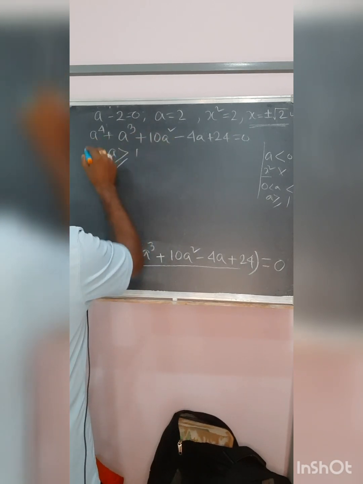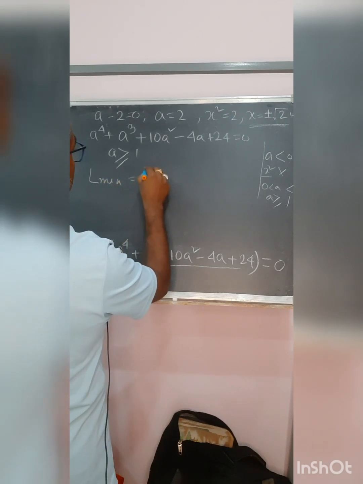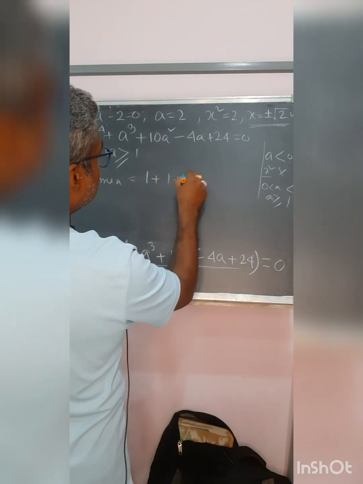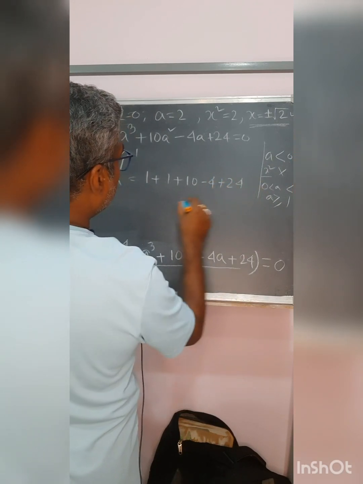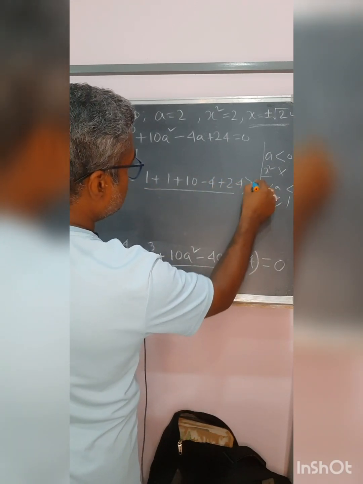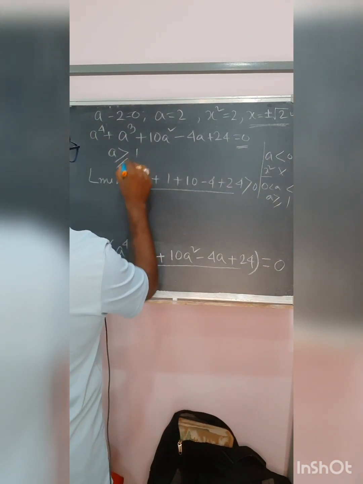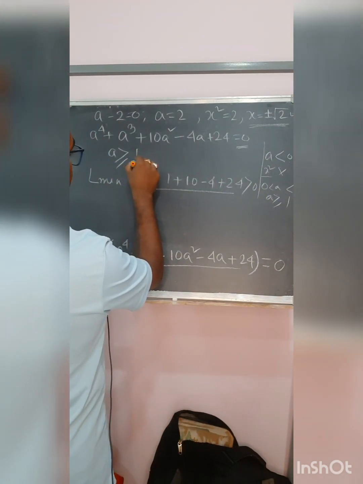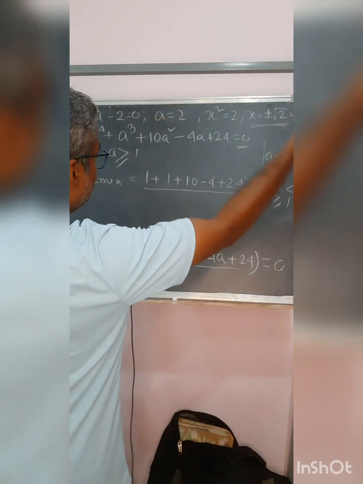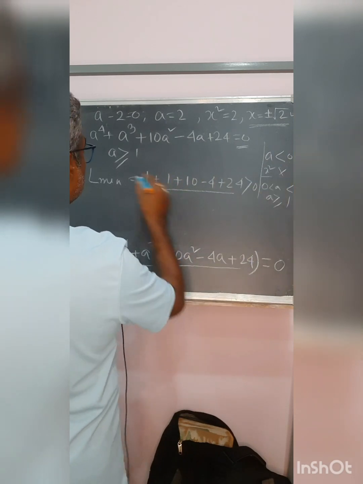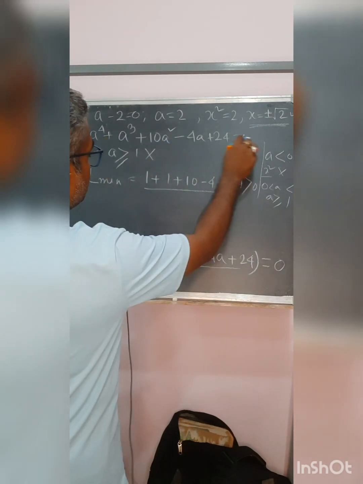So, if I take a greater than 1, and if I take the value 1 and put it on the left hand side, the minimum left hand side I will get is 1 plus 1 plus 10 minus 4 plus 24. It will give something which is more than 0. So, this cannot satisfy the equation, because I am taking the minimum and the minimum is more than 0, and if I take any further value it will be even more. So, in this condition I will not get any real value.